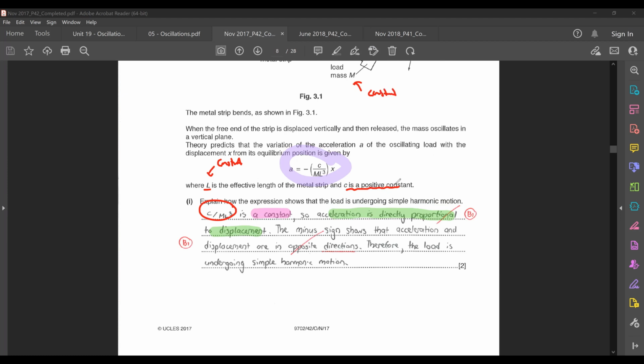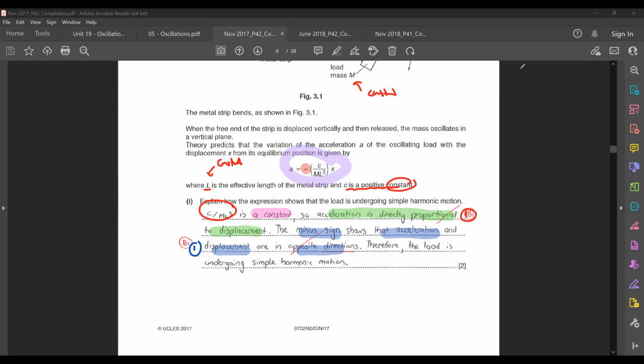So all of these are actually your constants. If you combine them together, they will obviously still be a constant. So C over ml cubed is constant. Acceleration is directly proportional to displacement. This is one point here. And then the other thing you just need to say is that because there's a minus sign here, the minus sign shows that the acceleration and displacement are in opposite directions. This is your other point here, okay?